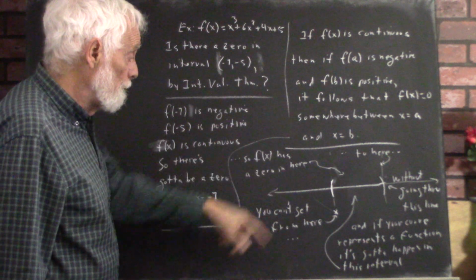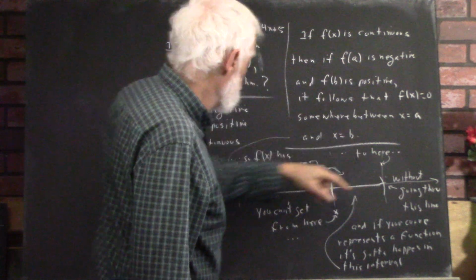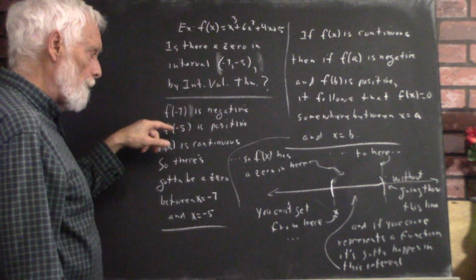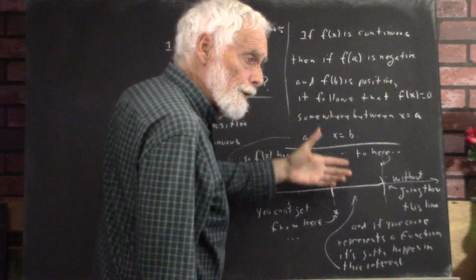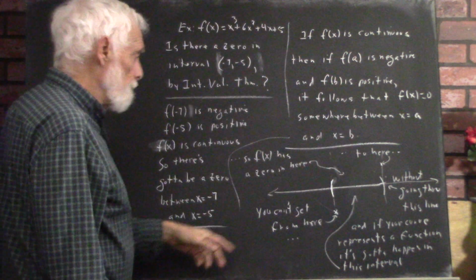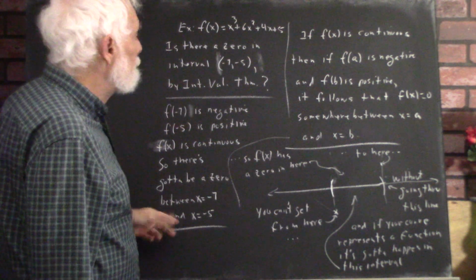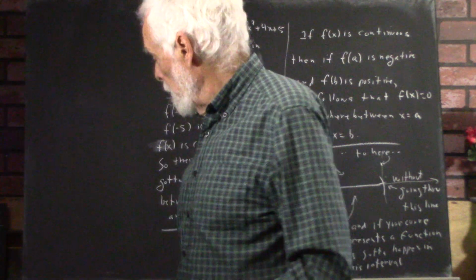So you have this situation. You have a negative going to a positive, and you have this interval, in this case an interval from -7 to -5, within which you have to cross the x-axis. And that means that the function is going to be 0 at that value of x. Okay, so there it is. That's what the intermediate value theorem tells you about this function.